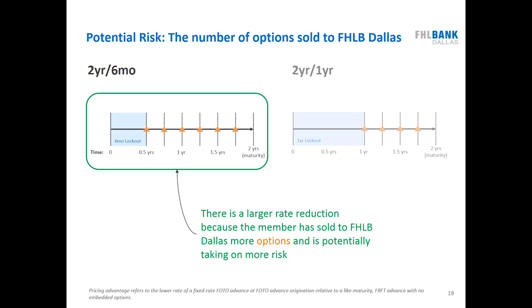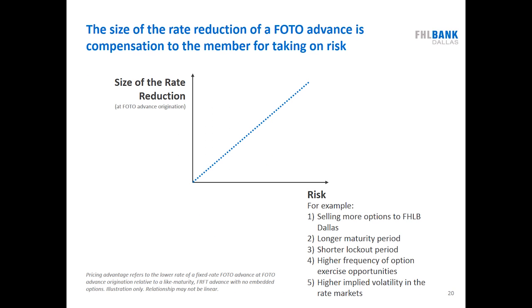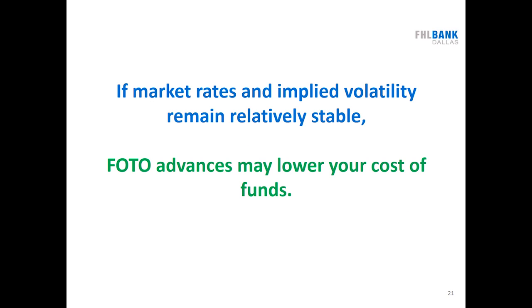There is a larger rate reduction because the member has sold to FHLB more options and is potentially taking on more risk. The size of the rate reduction of a putable advance is compensation to the member for taking on more risk. The size of the rate reduction relative to a like maturity bullet advance may increase with the number of options sold, a longer maturity period, a shorter lockout period, a higher frequency of option exercise opportunities, or higher implied volatility in the rate markets. If market rates and implied volatility remain relatively stable, putable advances may lower your cost of funds.